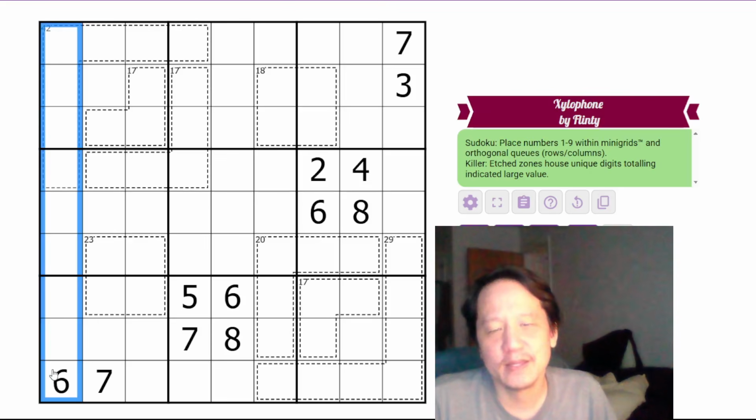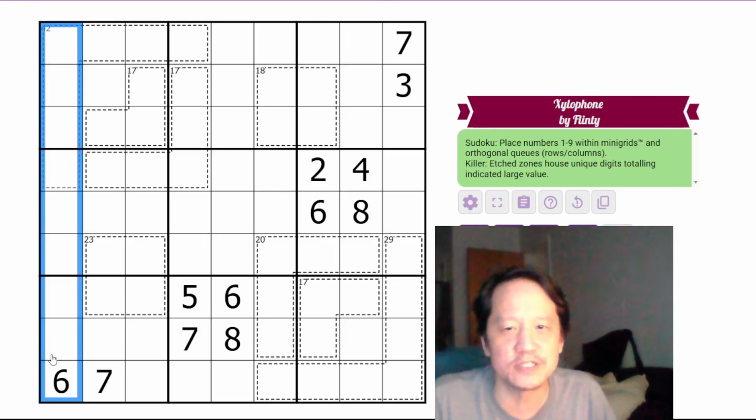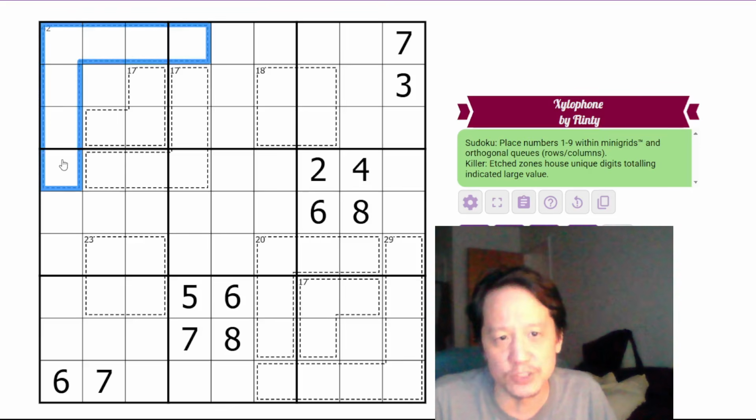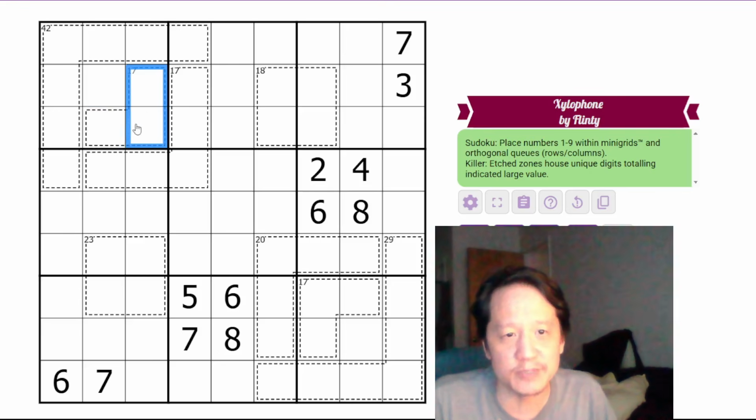Interesting. We have killer, where etched zones house unique digits totaling indicated large values. So that means you cannot have repeats within a killer cage, and they must sum up to the value in the upper left-hand corner. So for example, these 7 digits add up to 42, these 3 add up to 17, etc., etc.